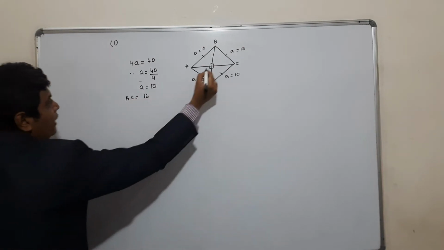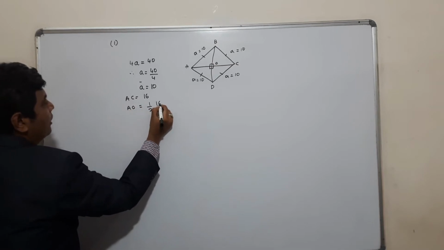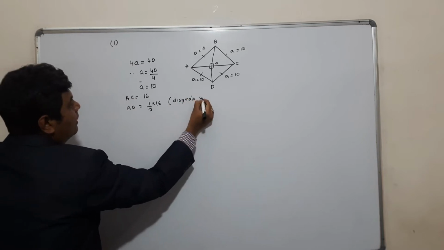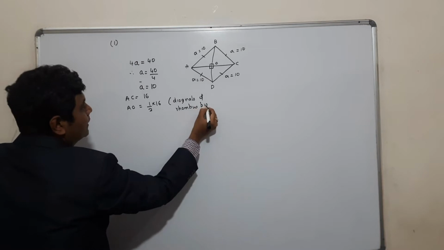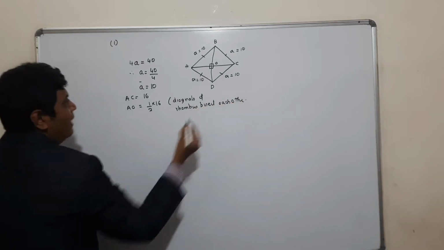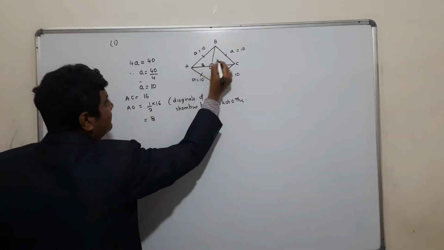So can I say AO is equal to half of 16 because diagonals of rhombus bisect each other, right? So diagonals of rhombus bisect each other. So this will become 8. So this is 8 and this is 8.